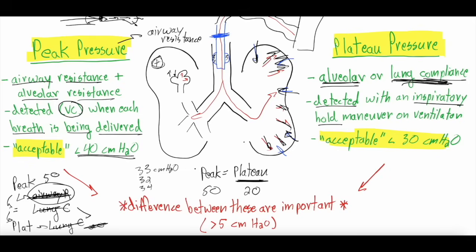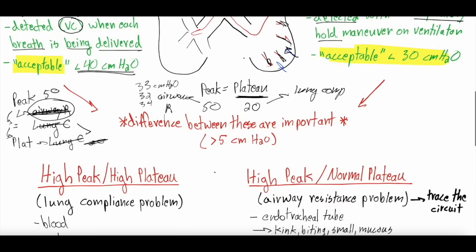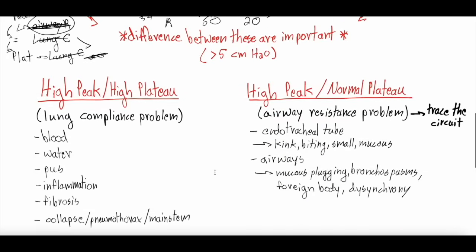So anytime the peak pressure is high, the second question is, what's the plateau pressure? And if the plateau pressure equals the peak pressure, this is really a lung compliance problem. If the peak pressure is greater than the plateau pressure, it's really an airway resistance problem. And both could be high, and it could be a both problem as well, but the differentiation between the two is important in deciding if it's an airway resistance problem or a lung compliance problem. Because airway resistance and lung compliance are going to represent different things, right?